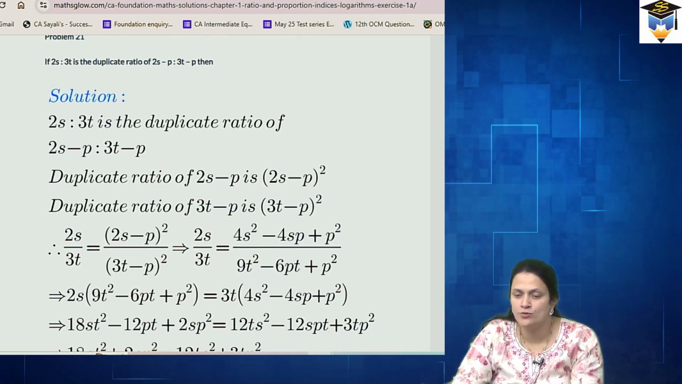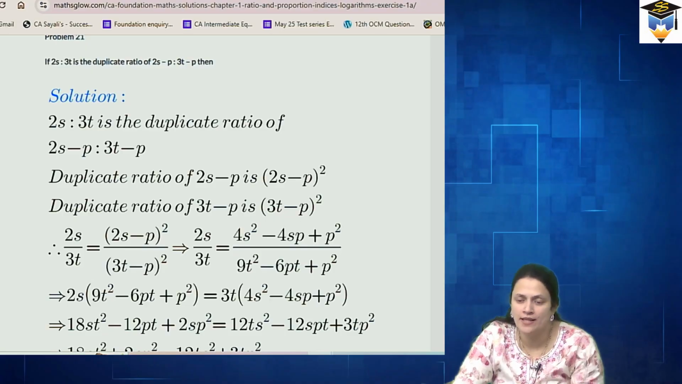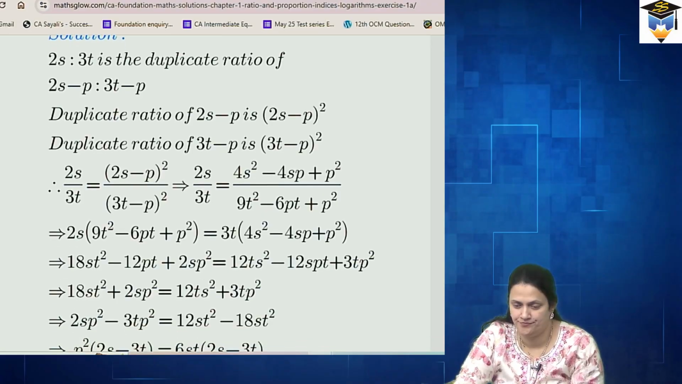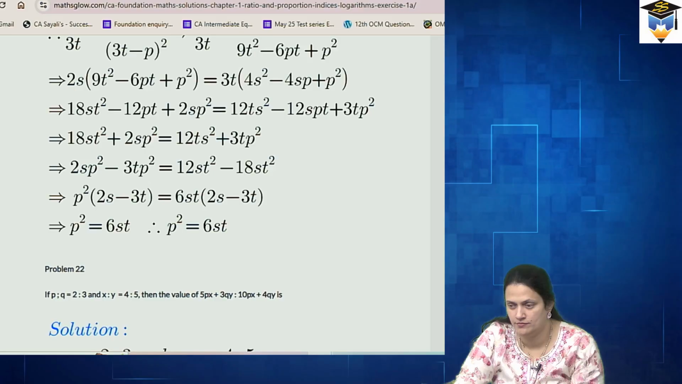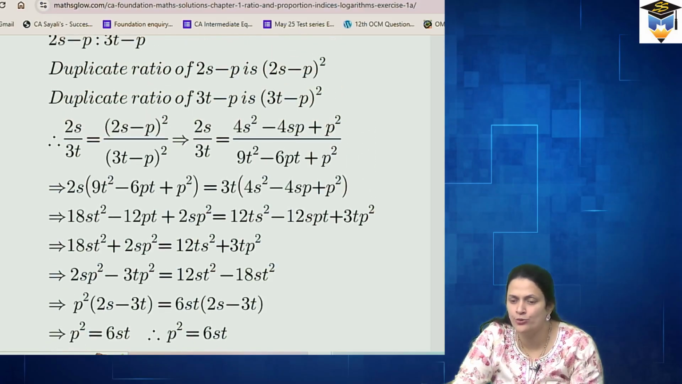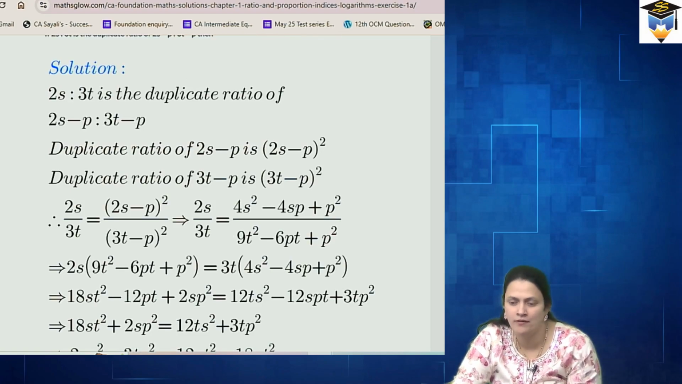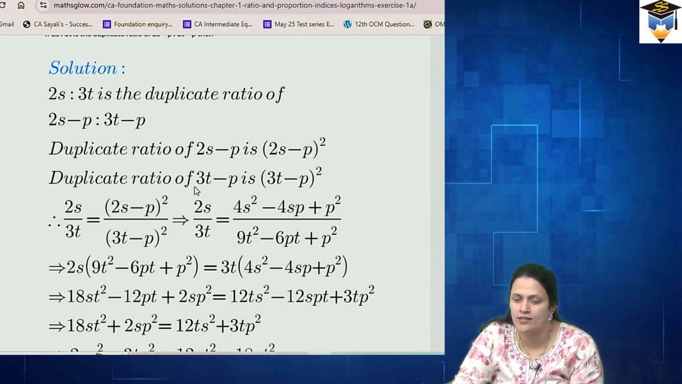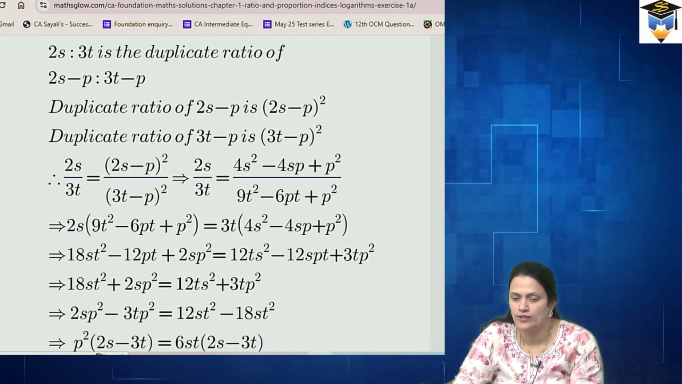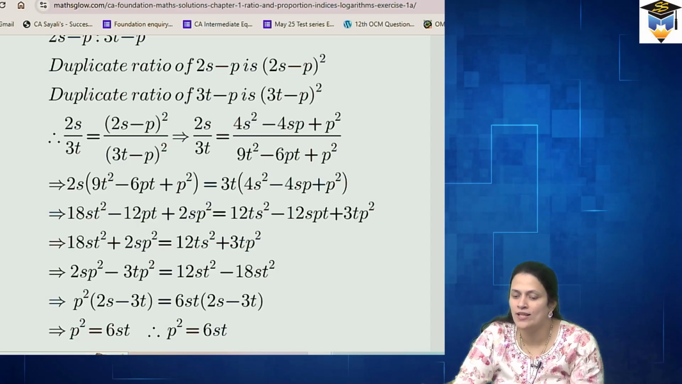Now if 2s is to 3t is the duplicate ratio of 2s minus p is to 3t minus p, then in the same way you have to do it. You only have to understand the meaning of duplicate ratio. Duplicate is squaring. When you square this, you know the formula for a minus b whole square: a square minus 2ab plus b square upon the same thing again. So cross multiply and you will get the answer like this. P square is equal to 6st.